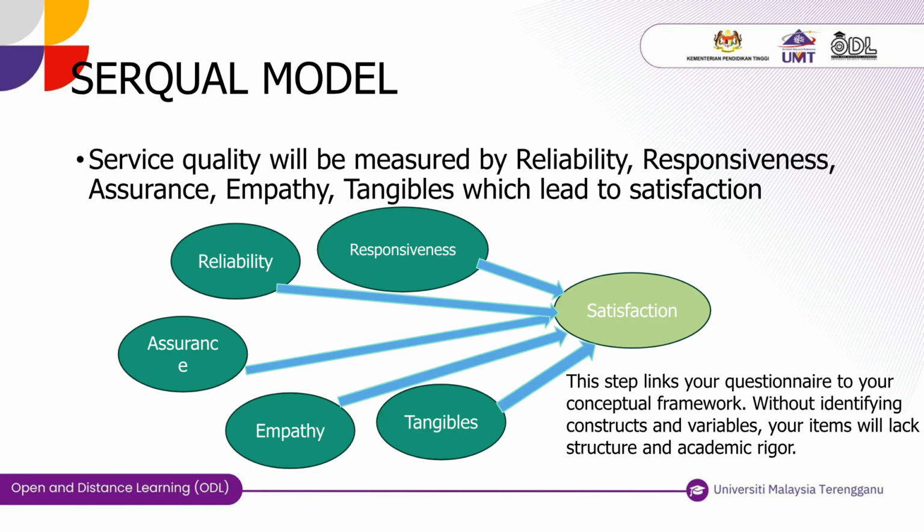The ServQual model illustrates this, where service quality is measured by 5 variables: reliability, responsiveness, assurance, empathy, and tangibles, all leading to satisfaction. Identifying these variables gives your item structure and academic rigor.